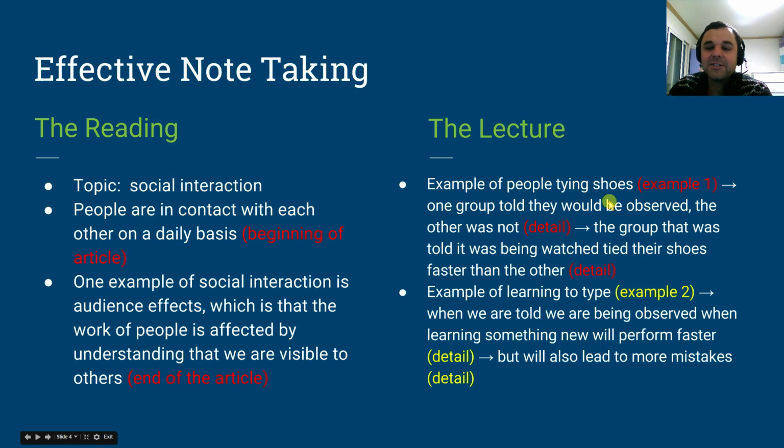What did I take next? Well, go figure. I took the second example and 2 details that go along with it. In this case, example of learning to type. And the first detail, when we are told we are being observed, when learning something new, we perform faster, but will also lead to more mistakes.